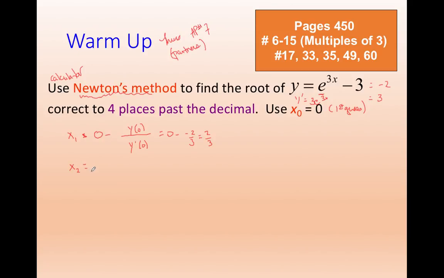x sub 2 then would be 2/3 minus y of 2/3 over y prime of 2/3. You certainly, without a calculator, are not going to be generating that. And that answer is 0.46866. They're asking me to be correct to 4 decimal places, so I just have to keep running through this until I get 4 decimal places to repeat.